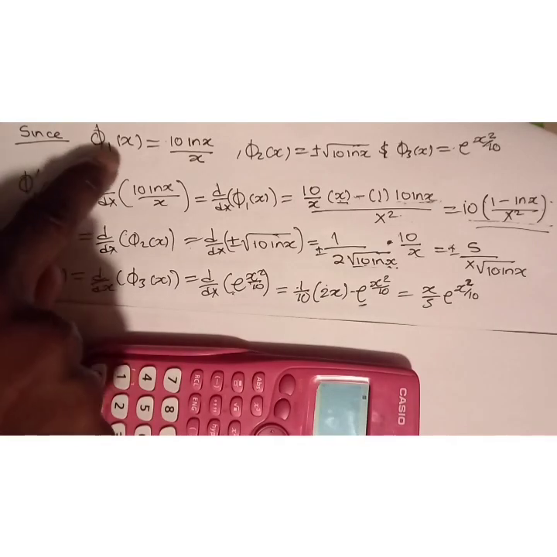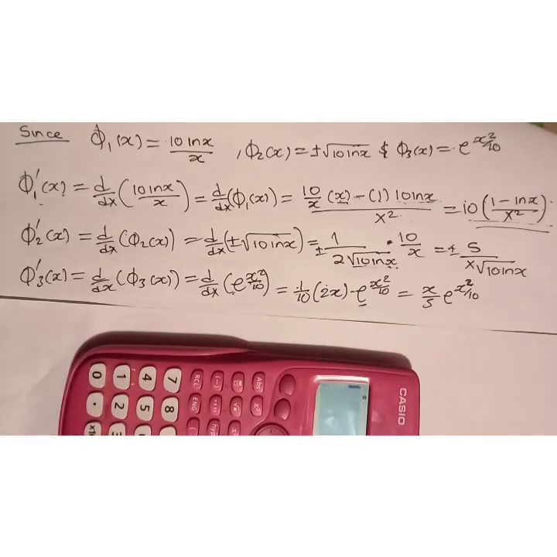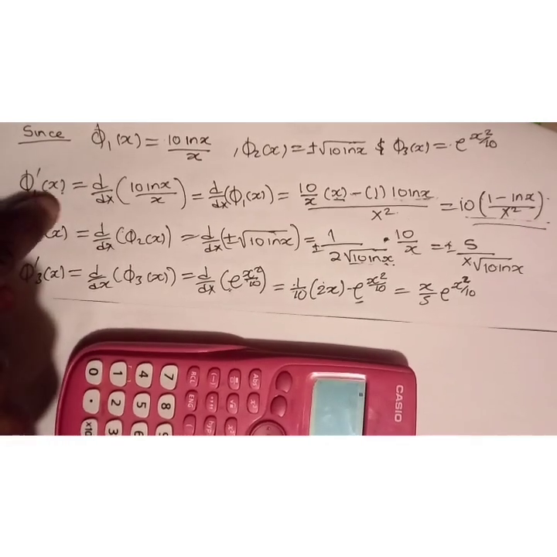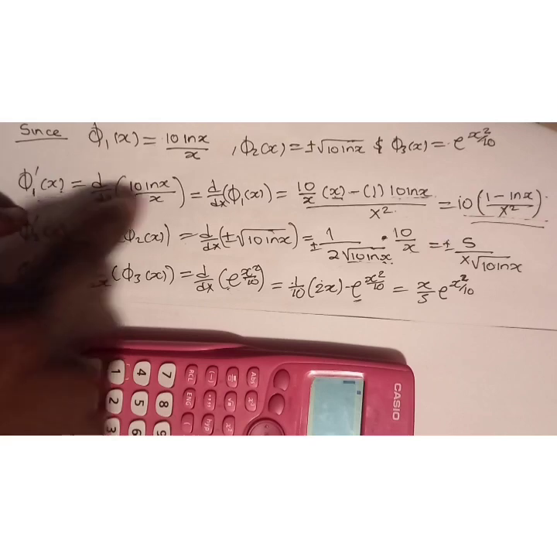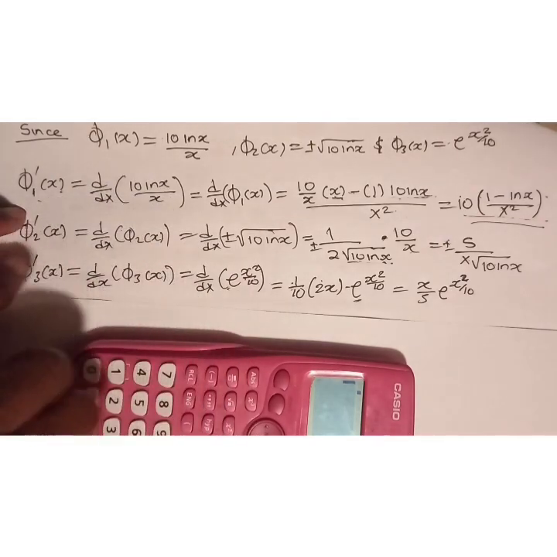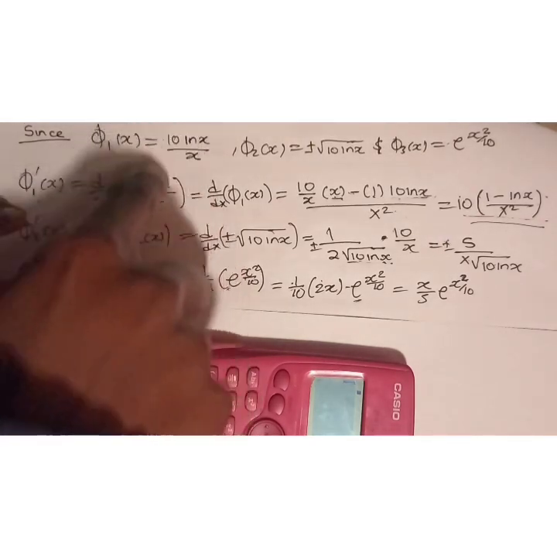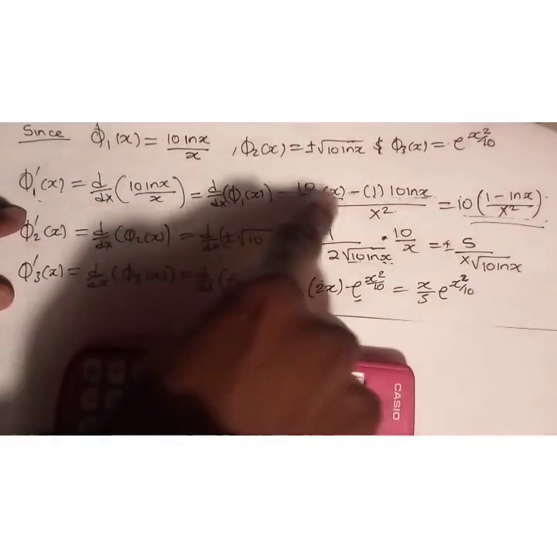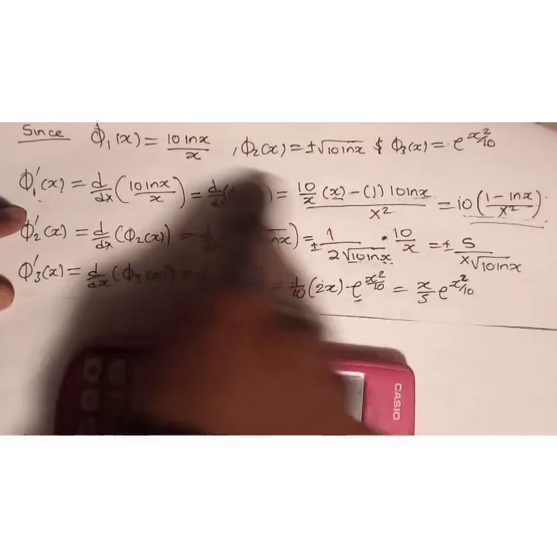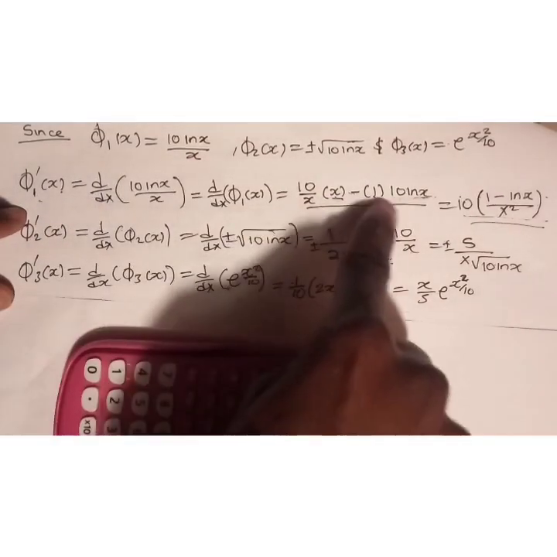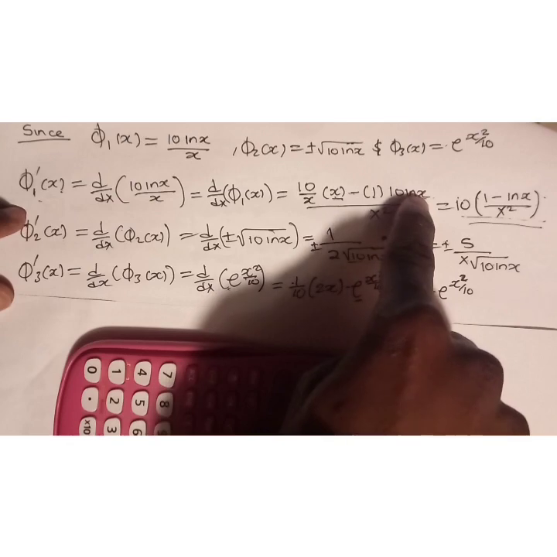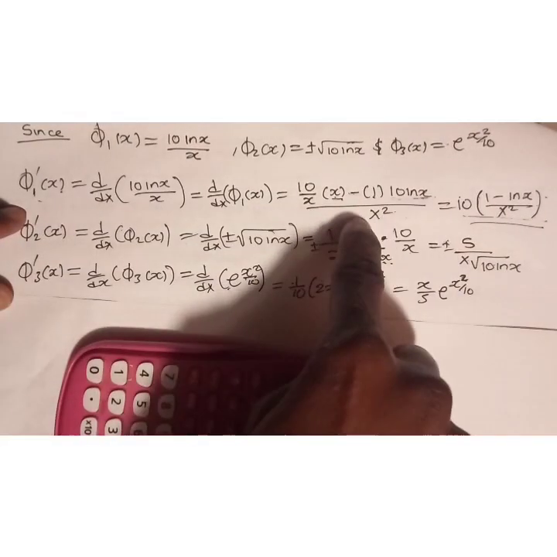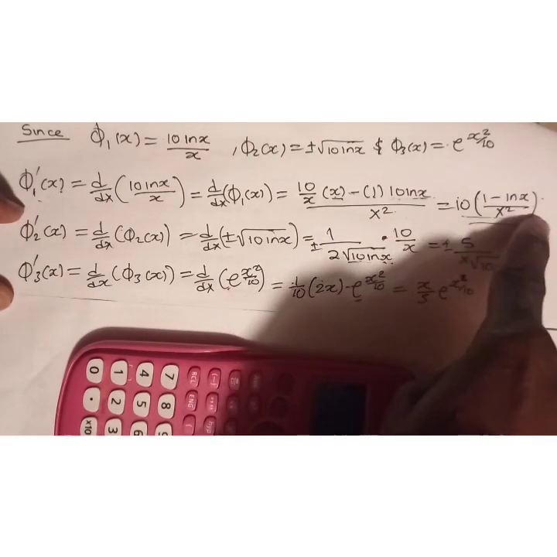So since you know that my phi 1 is given by 10 ln x over x, we're going to use the quotient rule to derive. So phi 1 prime of x is d over dx of phi 1. In this case, we'll have to derive the numerator, which is 10 ln x, so we get 10 over x. We multiply by the denominator, which is x. Then we subtract the derivative of the denominator, which is x. We get 1 here times 10 ln x, which is our numerator. Then we divide by our denominator squared. So we'll get our derivative for the first phi as this one.